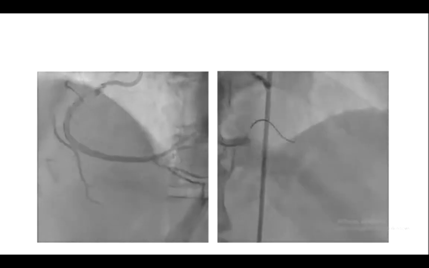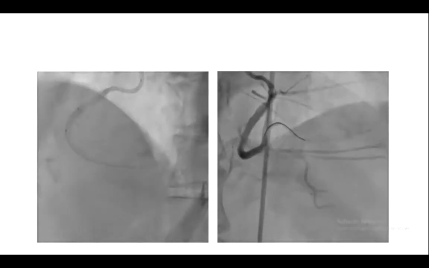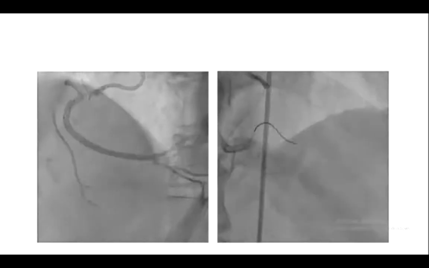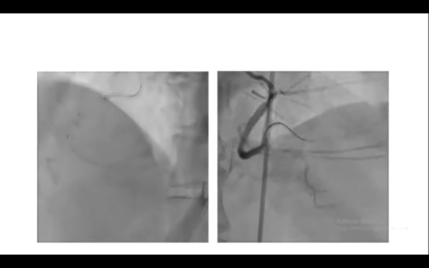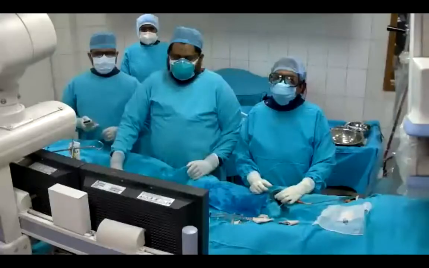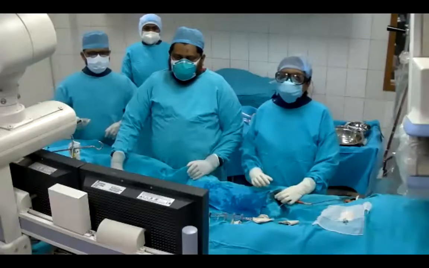So can we go to the next slide? So this was the final. And today we also did a check angiogram, and the check angiogram showed that the RCA was doing well.